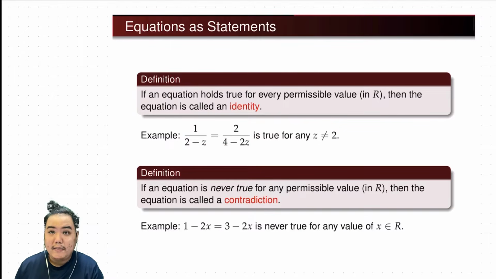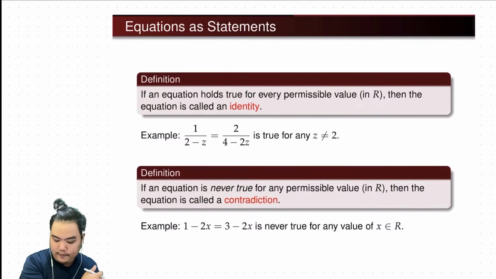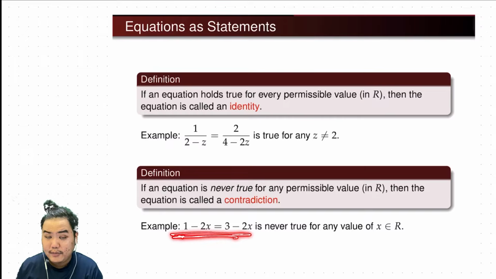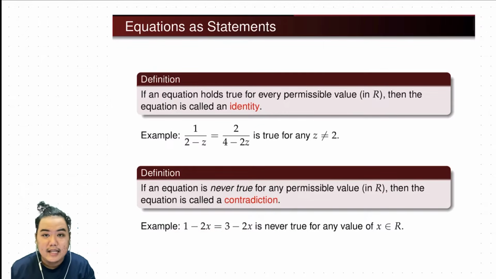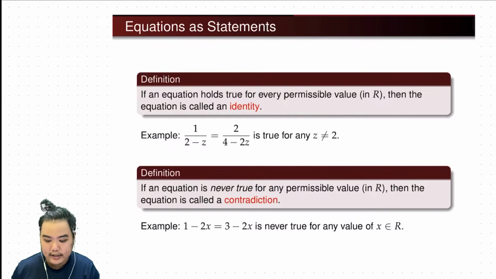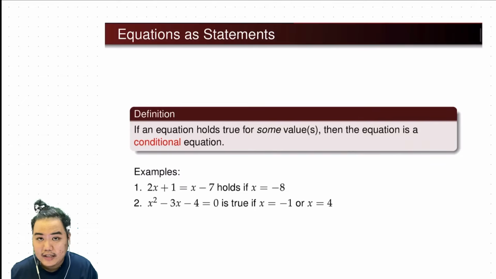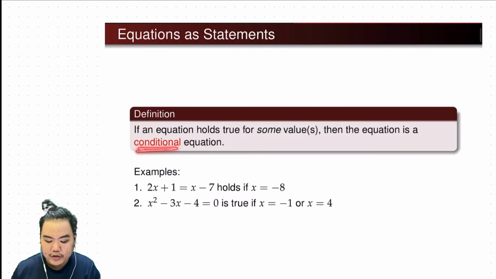Yung isa naman, yung parang nasa other end ng spectrum, yung hindi totoo, laging hindi totoo, never true for any permissible values in R, then the equation is called a contradiction. Example, ito. Never magiging totoo to kahit anong x yung ilagay mo dyan. Kaya siya tinatawag na contradiction. Pero hindi tayo masyadong interested dyan sa dalawang yan. Ang gusto natin ay yung tinatawag na conditional equations.